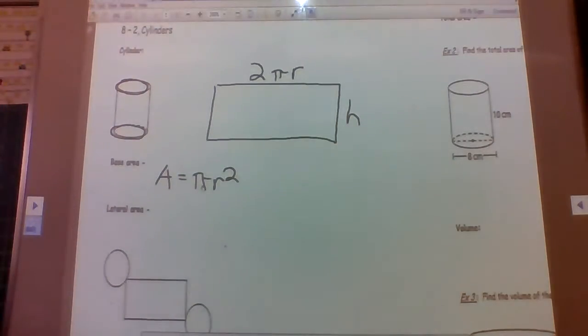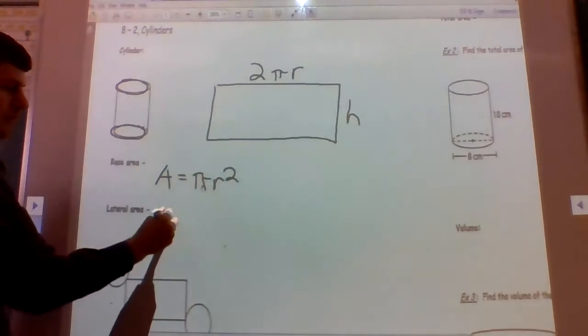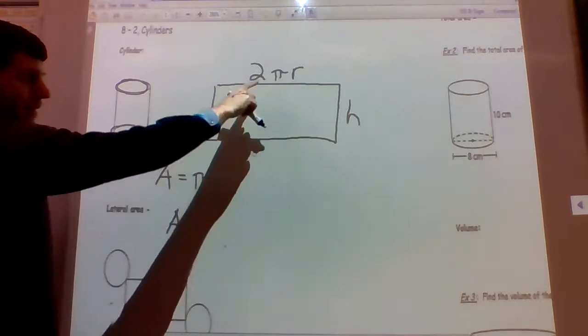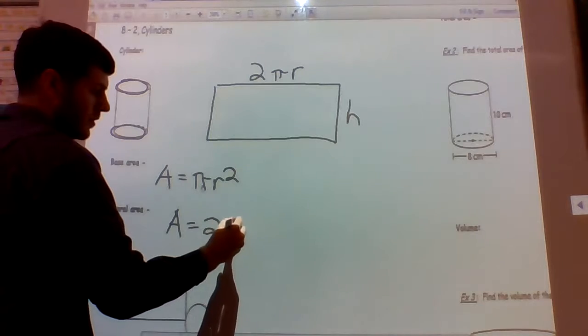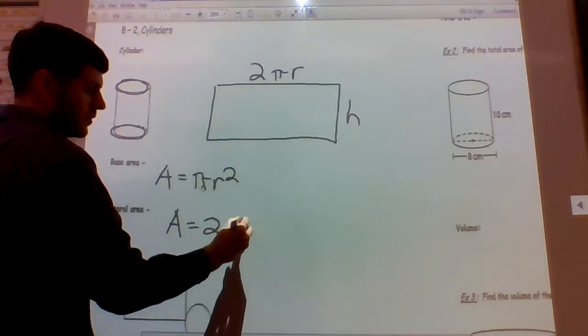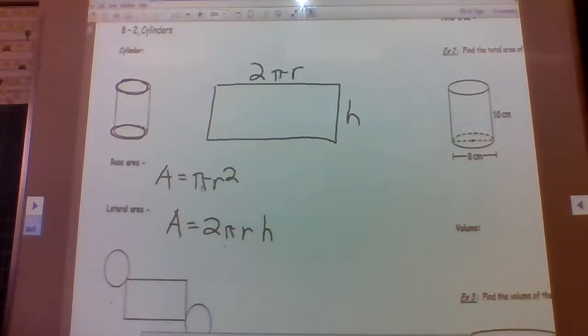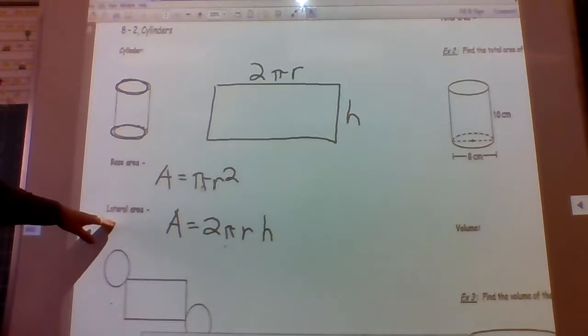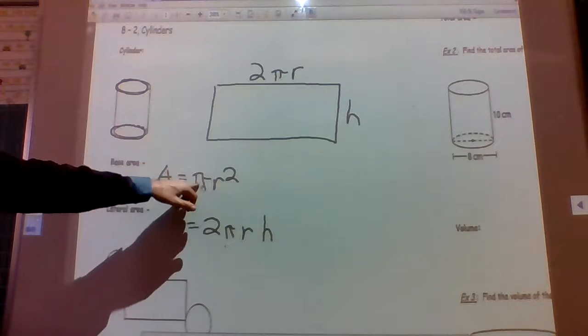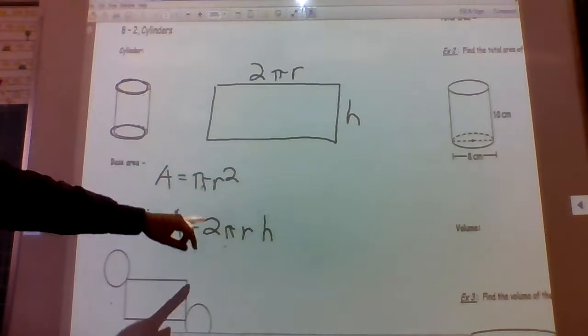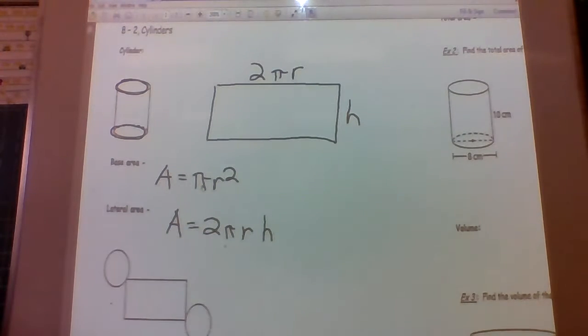Okay, the area for a rectangle is length times width. So our lateral area here is going to be the length, which is 2 pi r, times the width, which is going to be the height. So 2 pi r h for the lateral area. So we have two bases, so we'd have to do pi r squared, and then plus pi r squared, and then plus 2 pi r h.